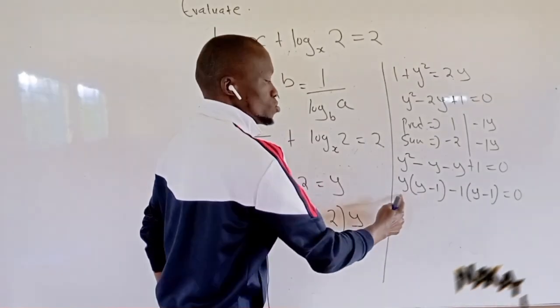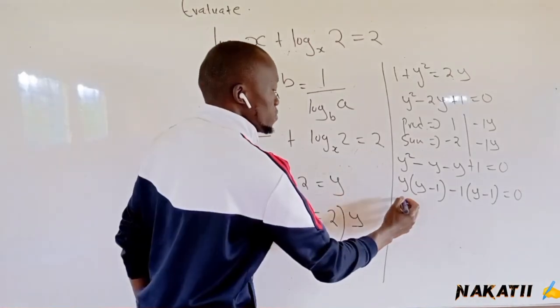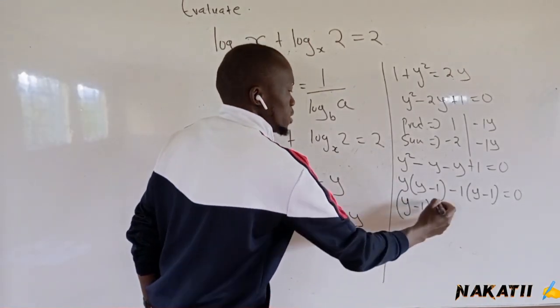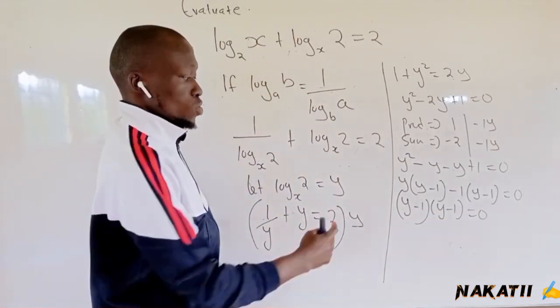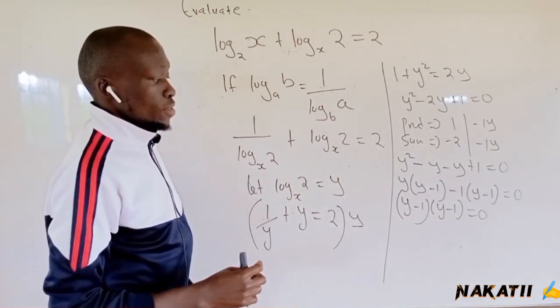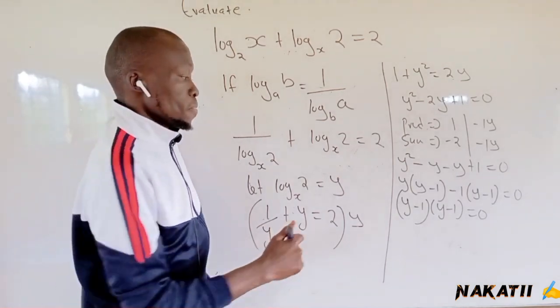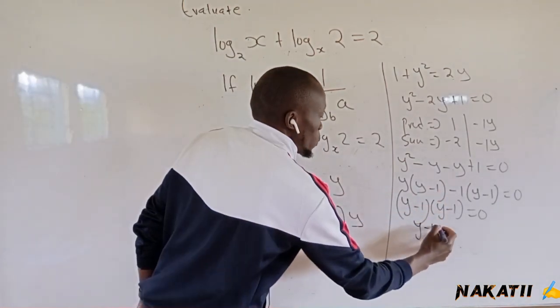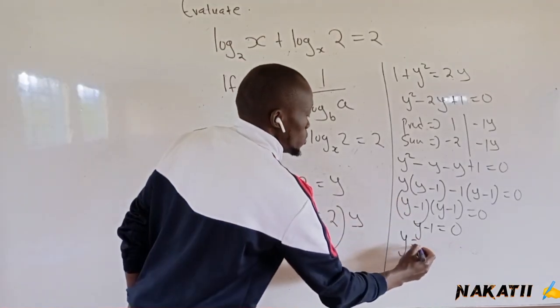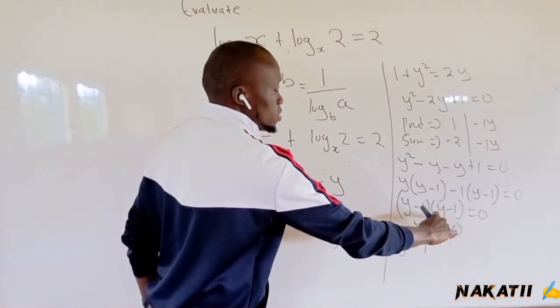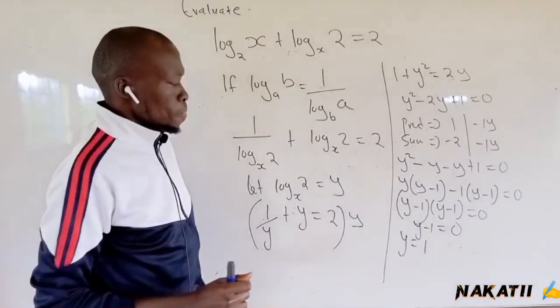Then put these two in one bracket. You have y minus 1 and y minus 1. So this one is a perfect square because it has repeated factors, meaning y minus 1 is equal to 0. Therefore, our value of y will be equal to 1 if you take negative 1 to the other side.